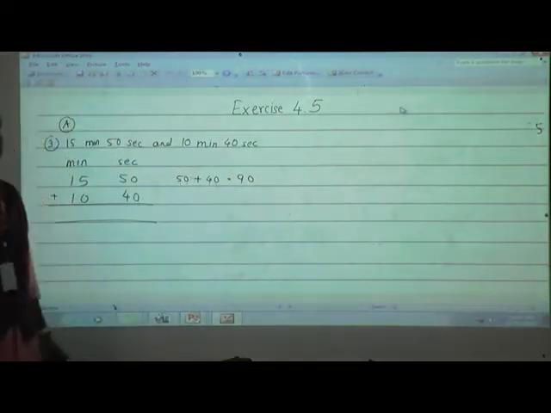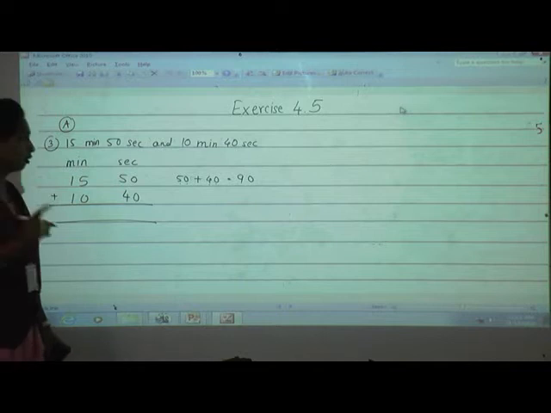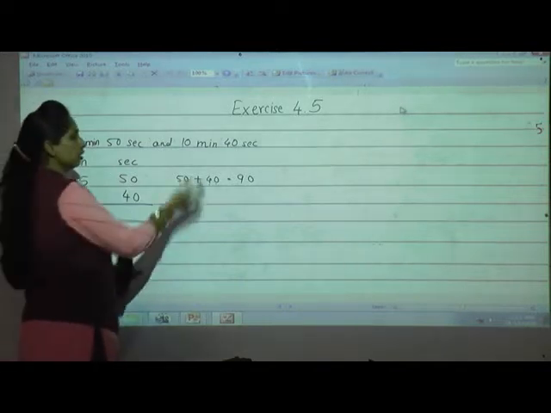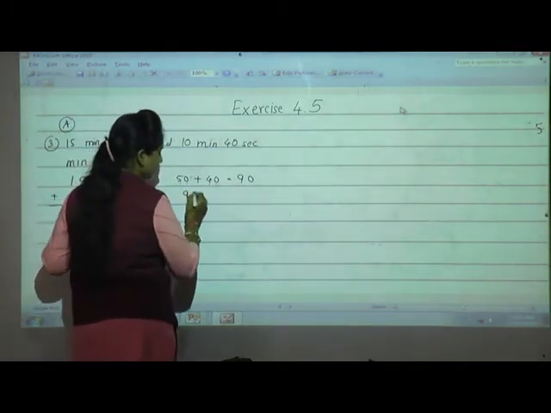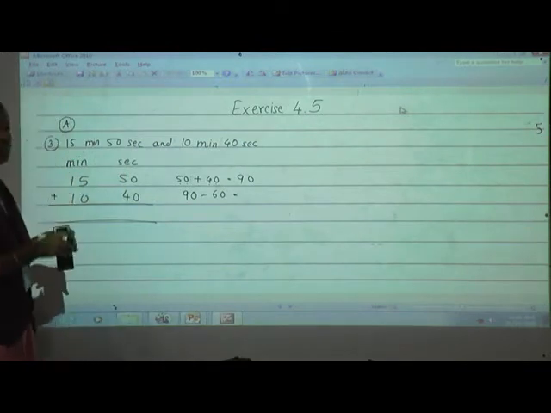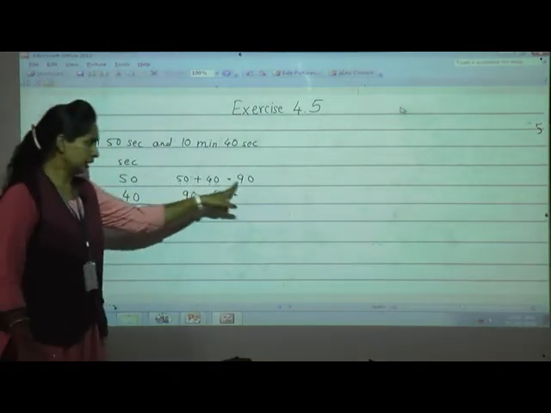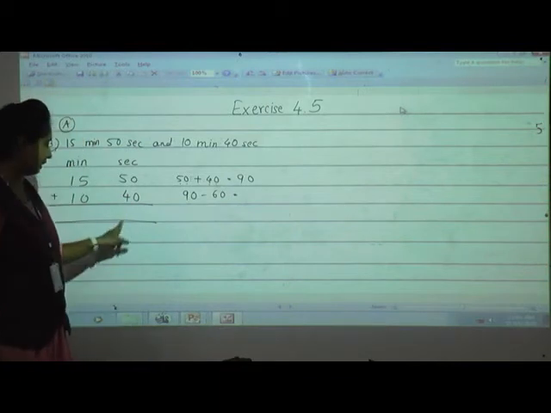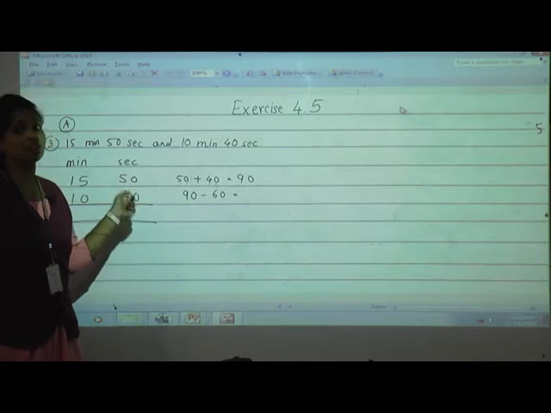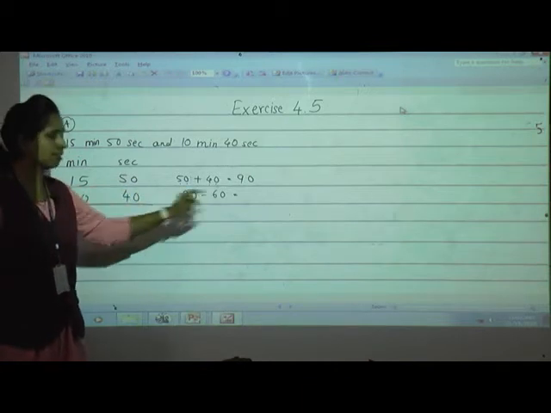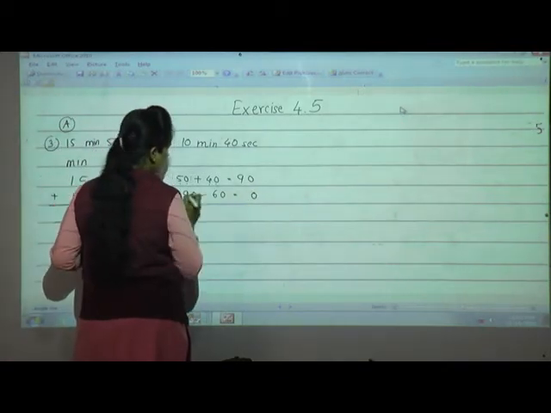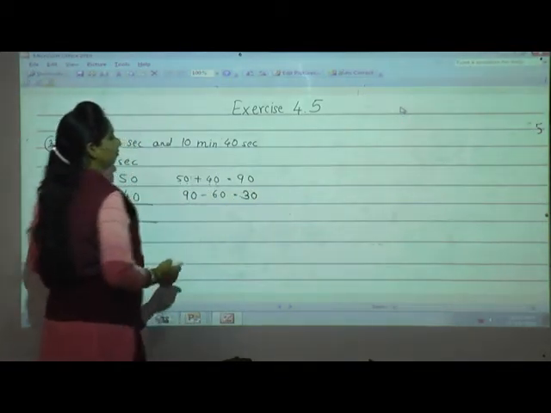Now 90, it is more than 60. You know that 60 seconds means 1 minute. So we need to convert. For that we subtract 90 minus 60. Why are we subtracting 60 only? Because we cannot take 90 seconds directly, since in 90 seconds we have 1 minute also. That is, 1 minute means 60 seconds. So if we subtract, 0 minus 0 is 0, 9 minus 6 is 3.